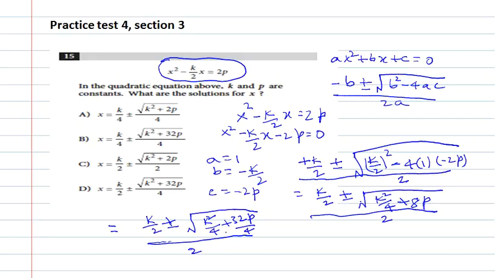So you can take 1 over 4 out. Of course, since it's in a radical, what comes out is half. So this would be equal to k over 2 plus 1 over 2 square root of k square plus 32p. Now this whole thing again divided by 2a, which is 2.